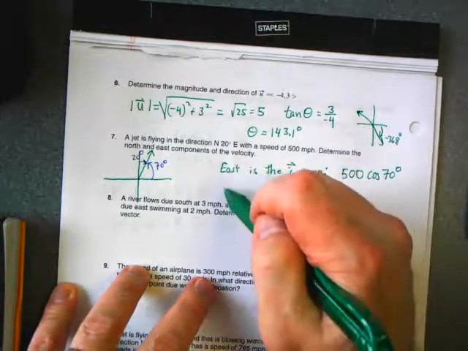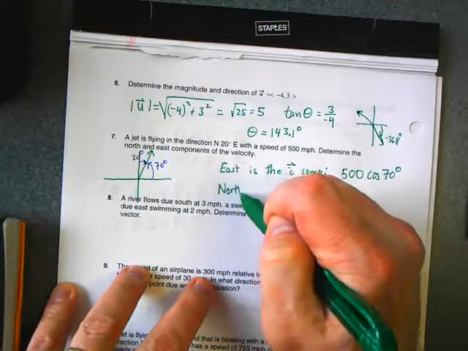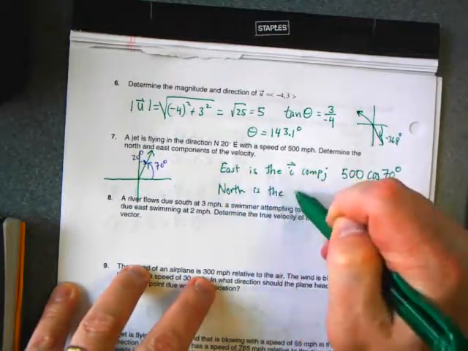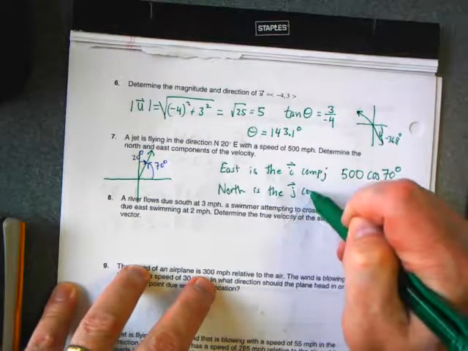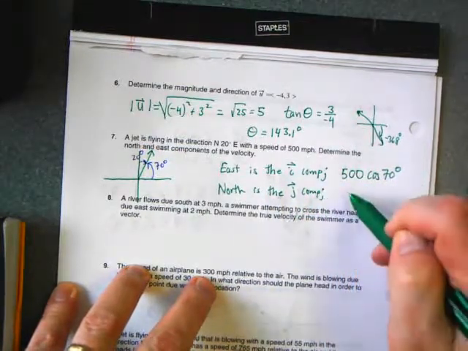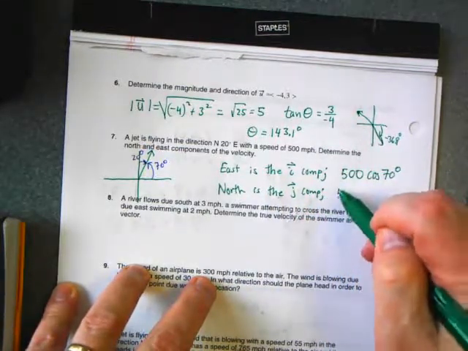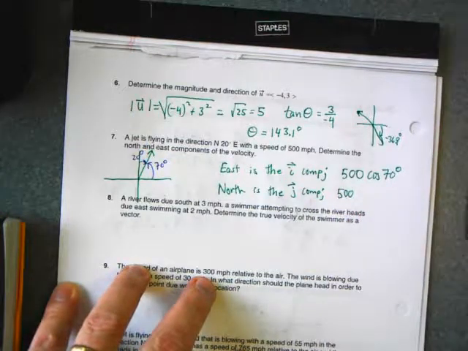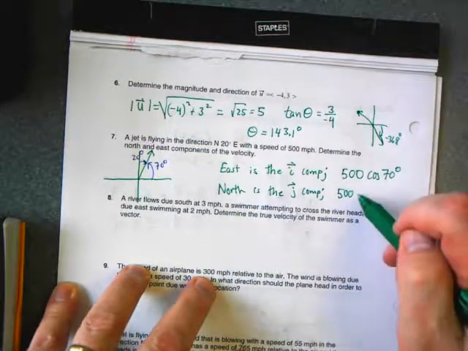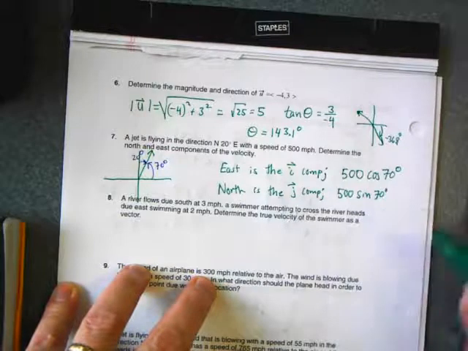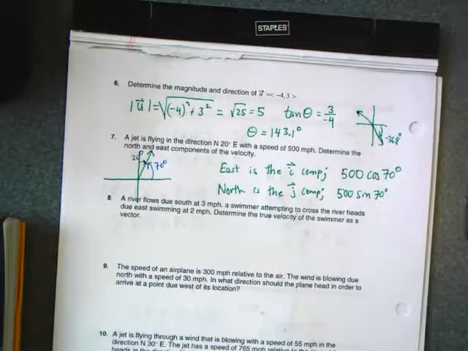And then north is the j component. So how do I find the j component? That's the magnitude times sine of 70 degrees. All right, so you could grab your calculator and get decimal approximations for those, and that would be good. Questions on that?